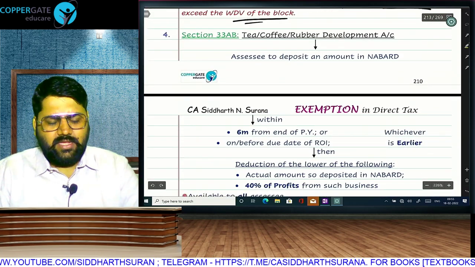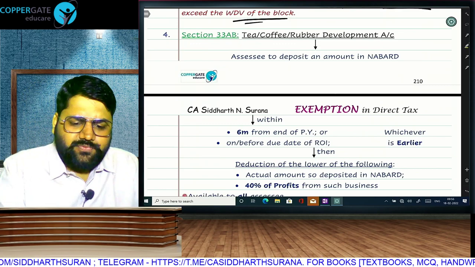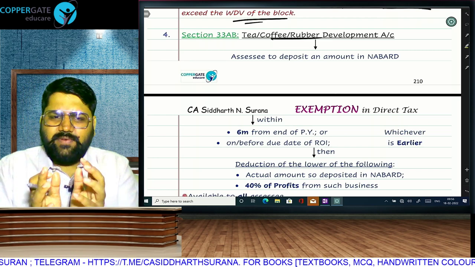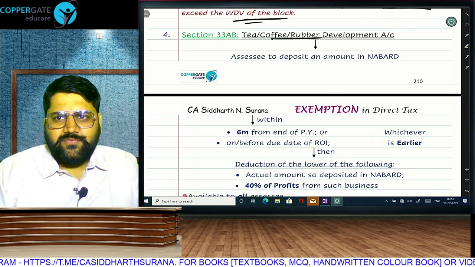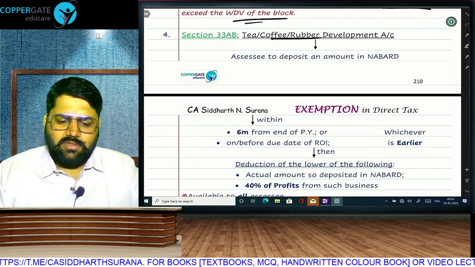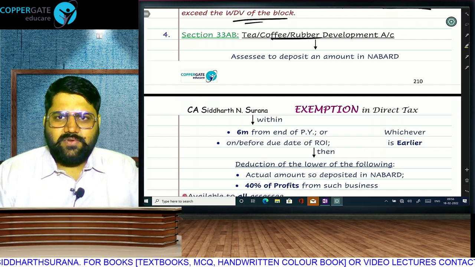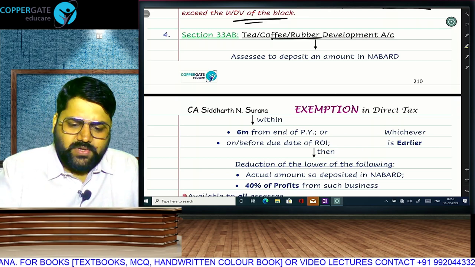Next, 33ABA, a less important provision, though it is applicable only if you have such a business. And of course, for these provisions, all you are required to do is, there are a few MCQs in our book. If you solve the MCQs of 33AB and 33ABA from our book, then that much is enough. You can just read once and solve the MCQs. It is enough.